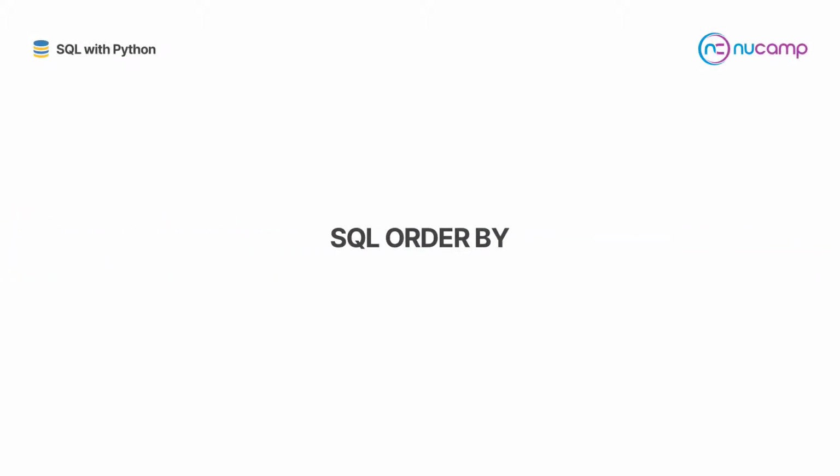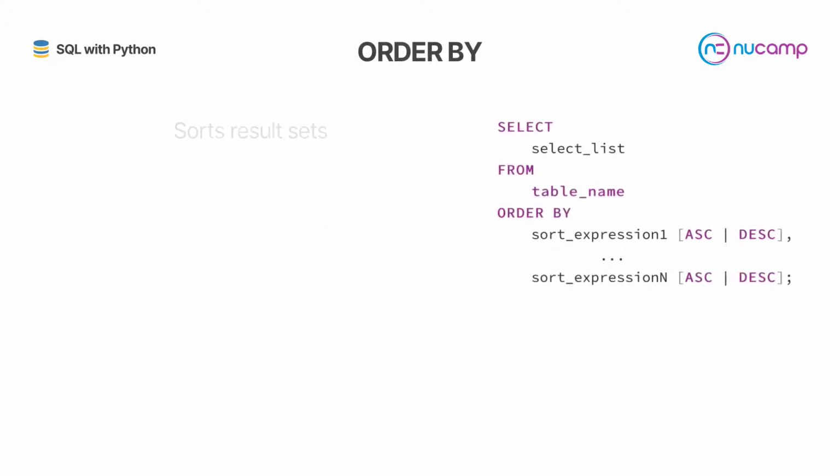What are some other things we can do with a result set? Well, for one, we can sort its contents. We can do this by using the SQL clause called order by. The most common way of sorting a result set is to use the order by clause.